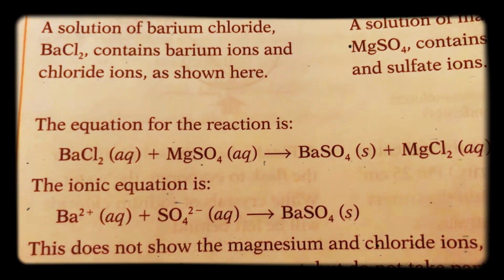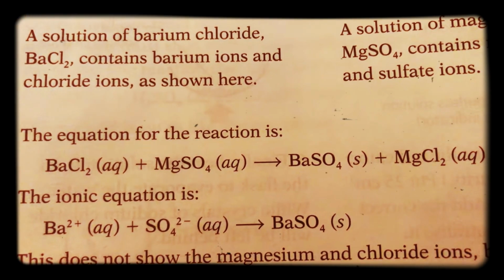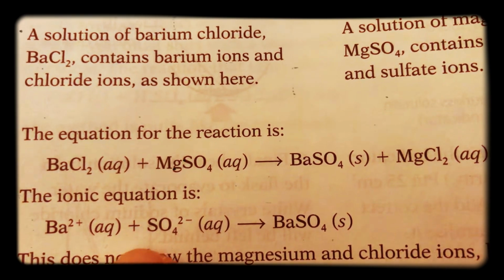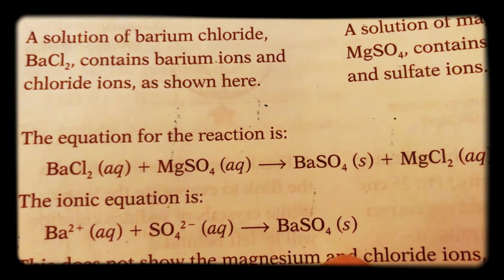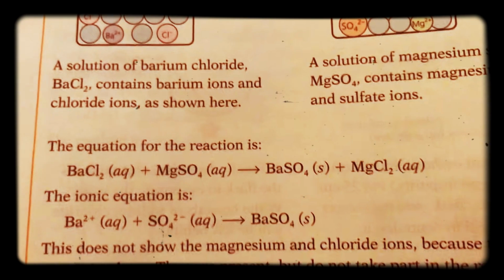The ionic equation, once we take out all these spectator ions, is Ba2+ aqueous, plus SO4 2- aqueous, reacts to form BaSO4, which is a solid.